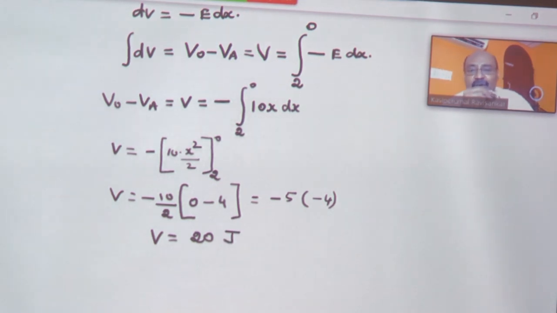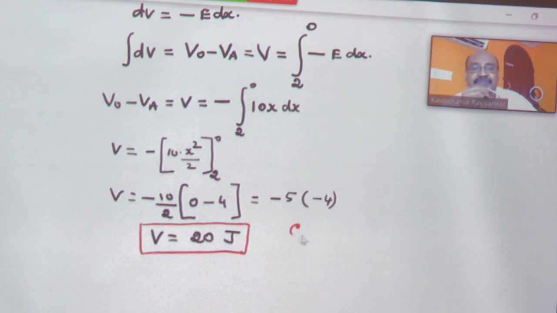In your book they have given it as 20 joule. So V is equal to 20 joule. Then which one is the option? The option C is correct. In your book they have given it as plus 20 joules.